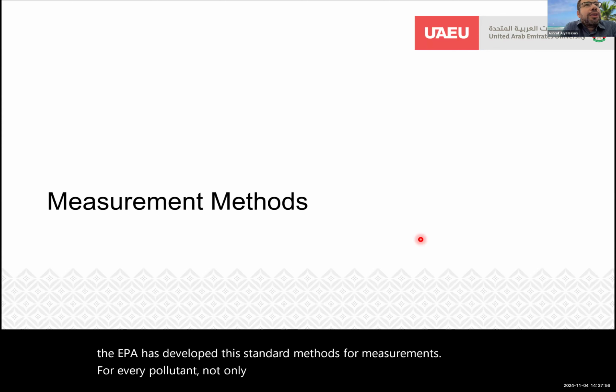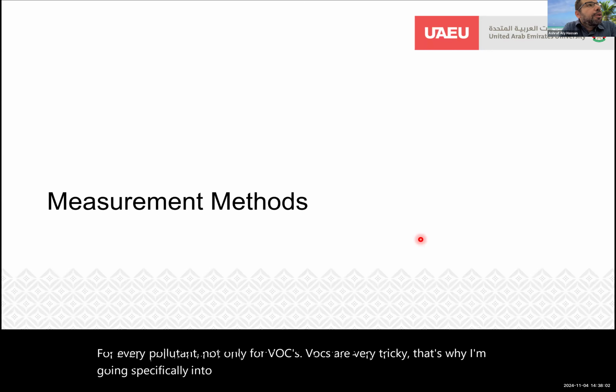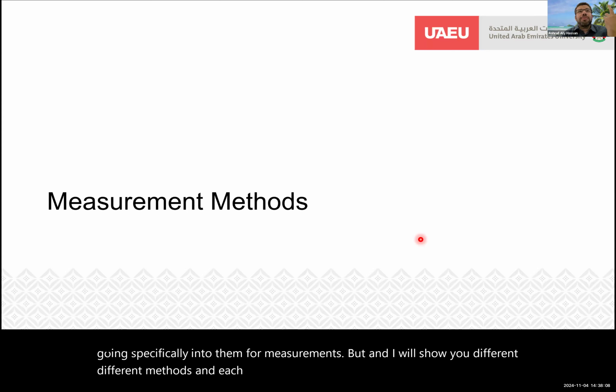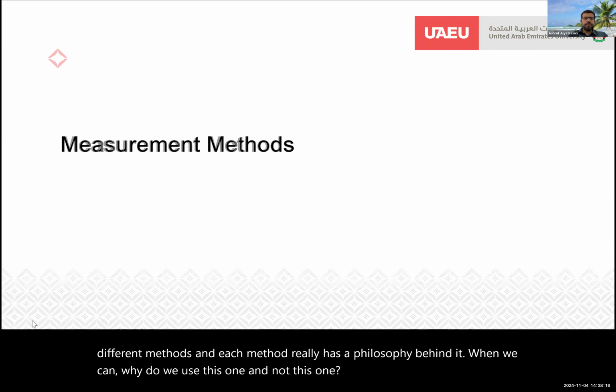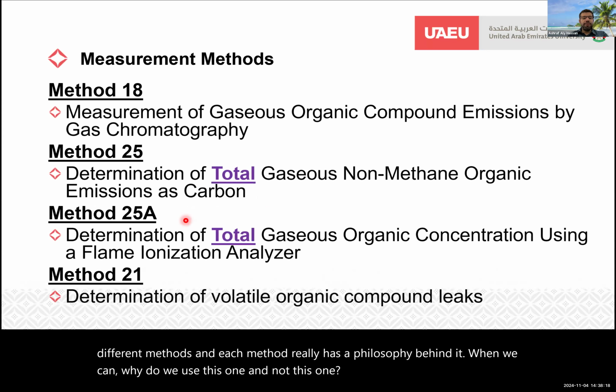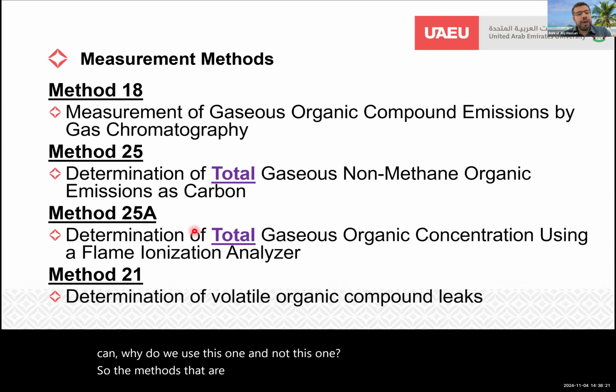VOCs are very tricky. That's why I'm going specifically into them for measurements, and I will show you different methods, and each method really has a philosophy behind it. Why do we use this one and not this one? So the methods that are available for VOCs, we have method 18, 25, 25A, and 21.